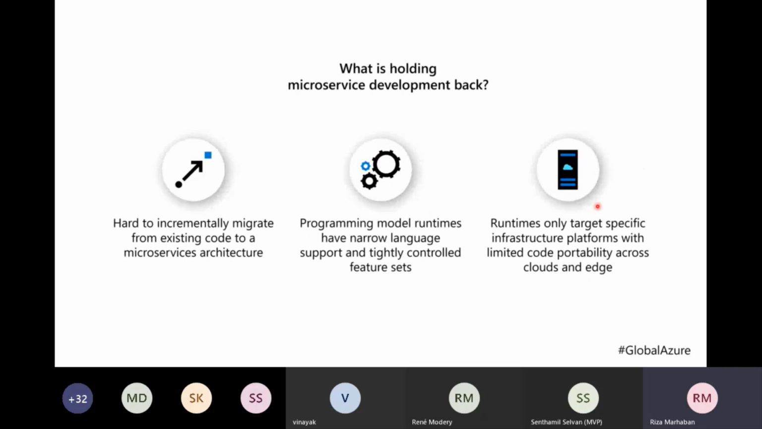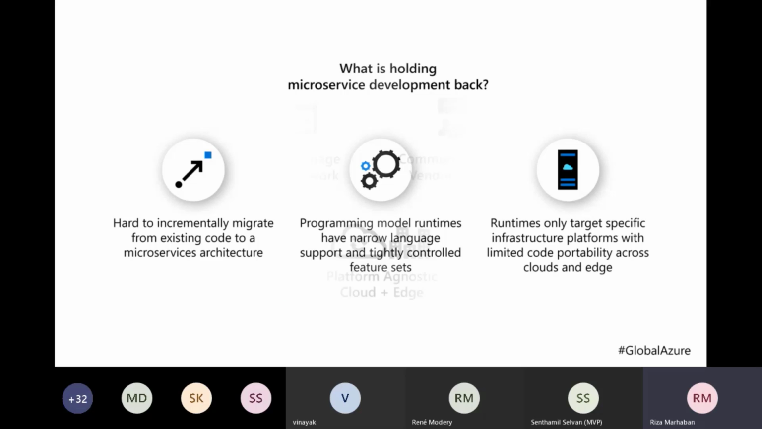So what is holding microservice development back? It's hard to incrementally migrate from existing code. That is the reason. Programming model runtimes have narrow language support, and then runtimes only target specific infrastructure. Most of the time, this is one of the priority issues. Second is this one, and then probably the third one is this. So this becomes difficult. They want to use cloud native, but it's so difficult.